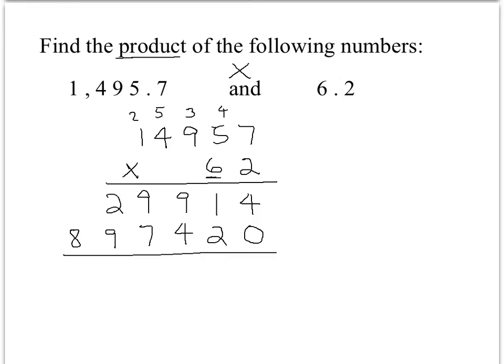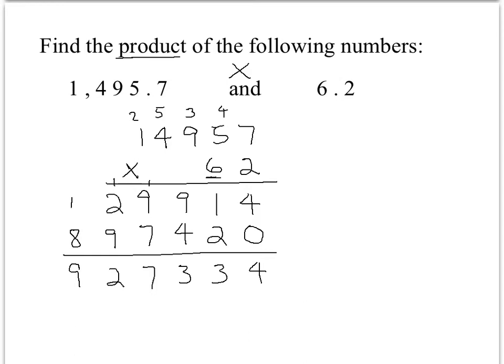Now I add these digits that got written in columns. 4 plus 0 is 4. 1 plus 2 is 3. 9 plus 4 is 13. Carry my 1. 1 plus 9 is 10. Plus 7 is 17. Carry my 1. That 1 and that 9, that's 10. Plus 2 is 12. Carry my 1. And 1 plus 8 is 9.